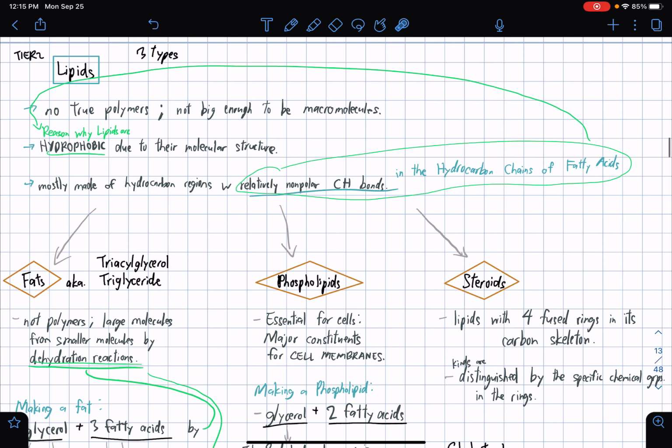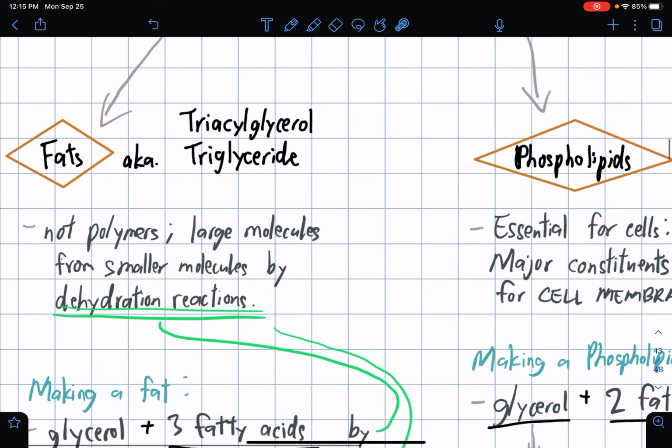Lipids are divided into three types. We have fats, or in other words, triglyceride or triacylglycerol. Any of these terms are the same as fats. I'm not sure why they came up with the term, but it looks fancy, triglyceride or triacylglycerol. The second type is phospholipids, and third is steroids. Let's first go with fats.